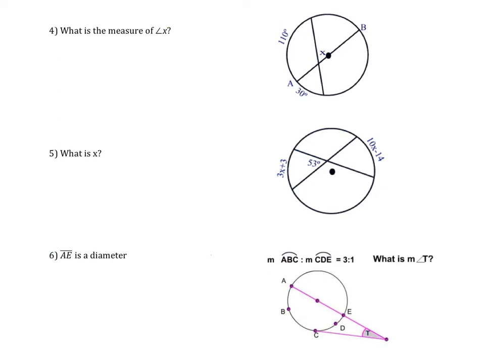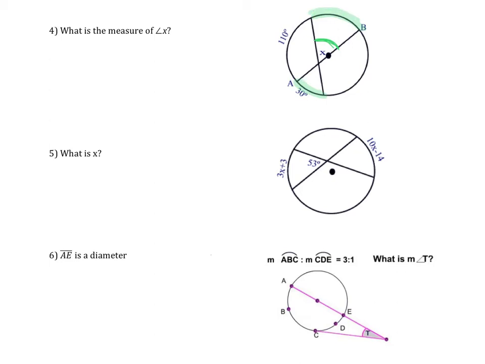Okay, in question 4, we're intersecting inside the circle. That means we're going to add up our two arcs and divide by 2, just finding an average. If I'm looking for angle X, which is right here, the two arcs that I need are here and here. Well, I have one of them. This one is 30 degrees, but I'm going to need this one.